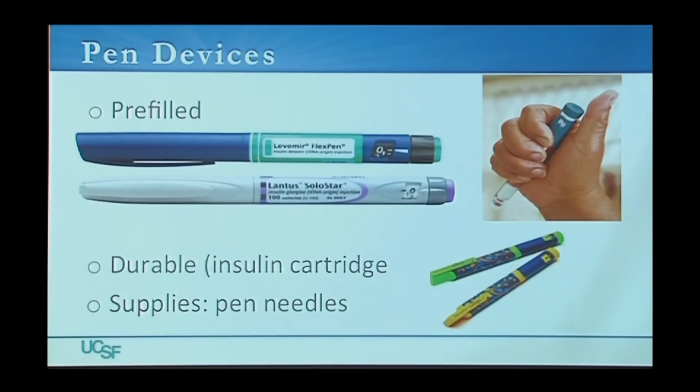We also have a durable pen that opens up and a cartridge of insulin goes in it. And so instead of throwing the whole pen away, I just keep refilling the cartridges. And then you have to get a pen needle to screw on the end. People quite like using the pens because they're very portable and easier to use. We also see fewer errors in terms of the amount of insulin that people get. So a nice option.